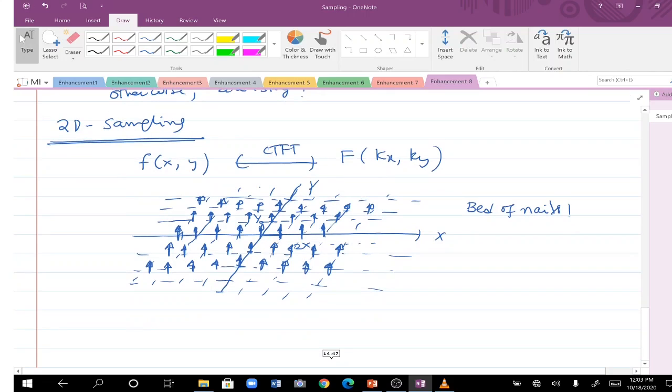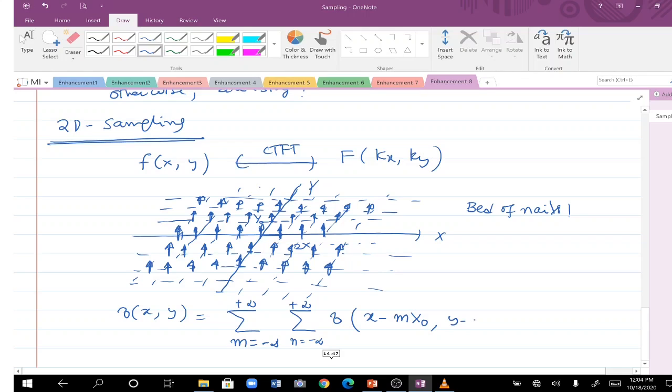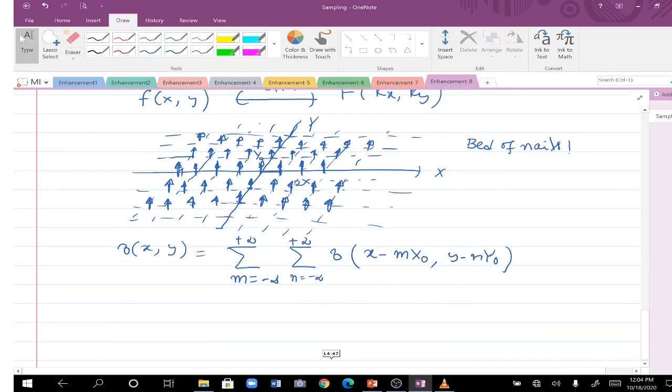So let's write the impulse function for this. How does it look? Delta of x comma y is equal to, now let me write m for variation along the x-axis, from minus infinity to plus infinity, n varying from minus infinity to plus infinity, delta of x minus all multiples of x naught, so I'll write m x naught, and similarly y at all integer multiples of y naught. So I'll write it as n y naught, right? So then assume that I'd like to take the Fourier transform.